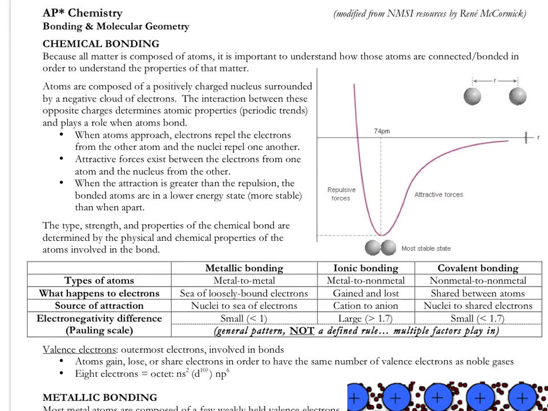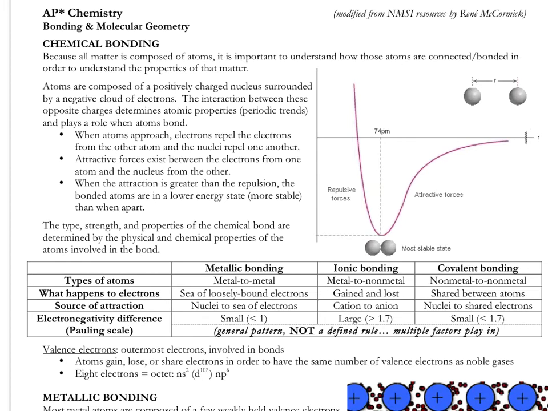But the thing that's causing all of this to happen is that lowering of potential energy, and what's interacting mostly is the nucleus with the valence electrons. Those electrons in the highest energy levels are the ones that are gained and lost in ionic, shared in covalent, or freely moving around in metallic.